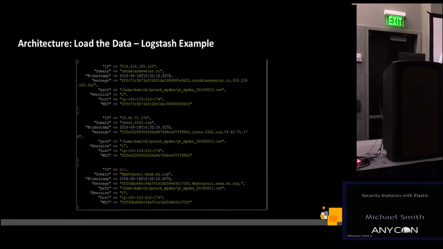In this case, I'm loading some malware research data, and the fields are IP address, that's the IP address. Domain, that's the domain. Timestamp, that's the time that I loaded it. Message, in this case, is an MD5, a domain, and an IP address, comma separated. Then the path is the local system path to the file that's being processed, the host, and then the ultimate MD5. All of these fields with all of these values, you will see in just a minute. So that's what it looks like when you load the data.